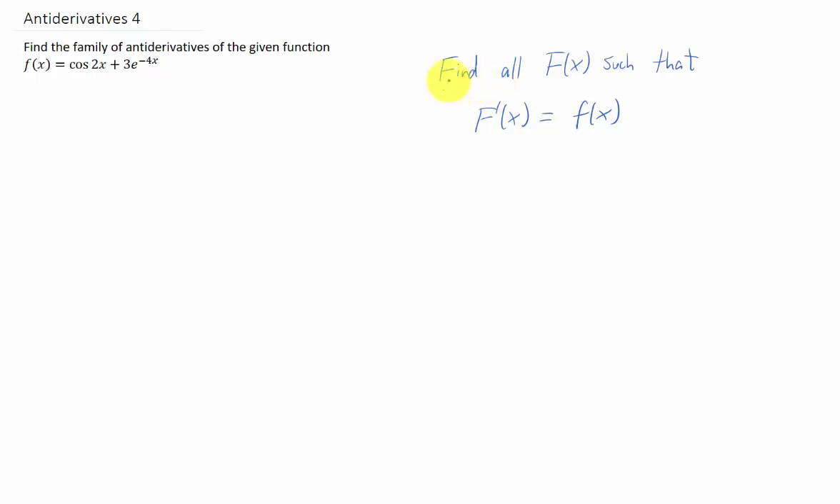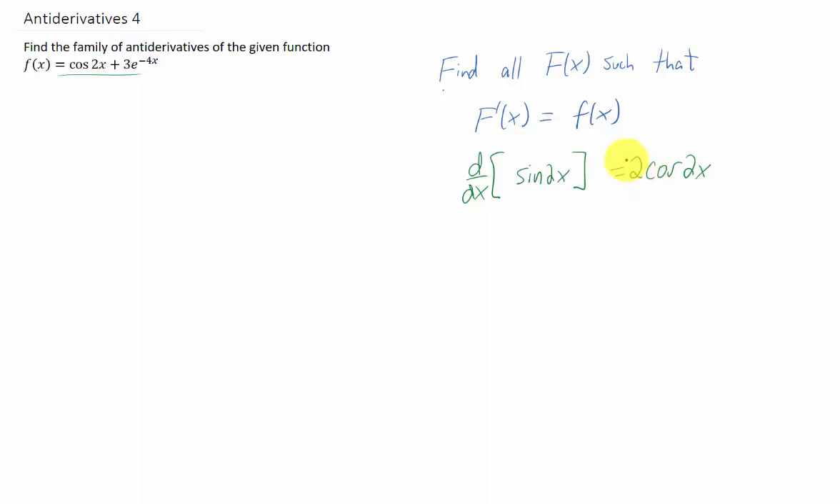I want to find all functions such that the derivative is this thing right here. So what function would have a derivative of cosine of 2x? Well, the first thing you might think is that maybe sine of 2x has the derivative of cosine of 2x. And that's almost true. The derivative of sine of 2x is cosine of 2x, but the chain rule says we have to multiply by a 2.